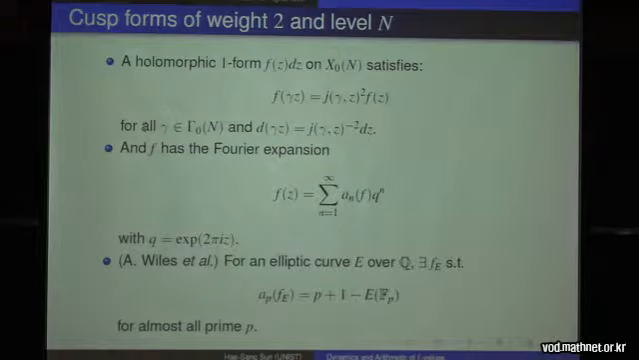a_n(f) is the Fourier coefficient of that cusp form. Then the famous theorem by Andrew Wiles and other people is that for an elliptic curve E over Q, there exists some cusp form such that the Fourier coefficient is equal to p + 1 minus the number of F_p points of this elliptic curve for almost all primes p. So we are going to study this special cusp form.